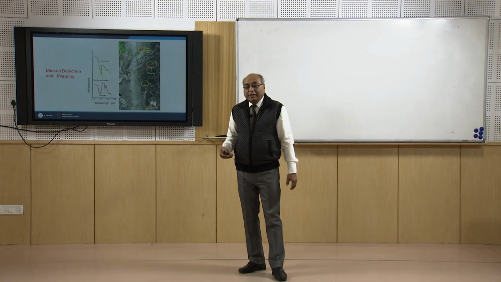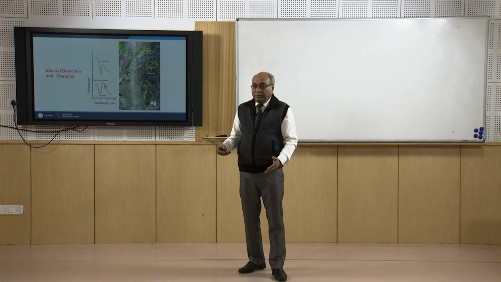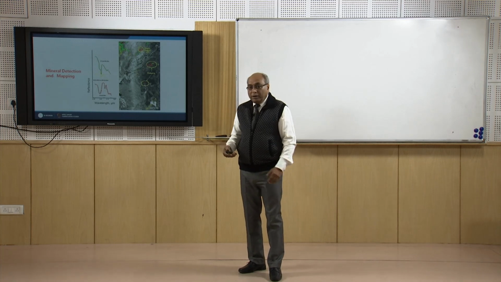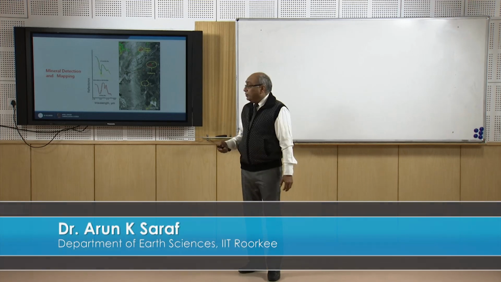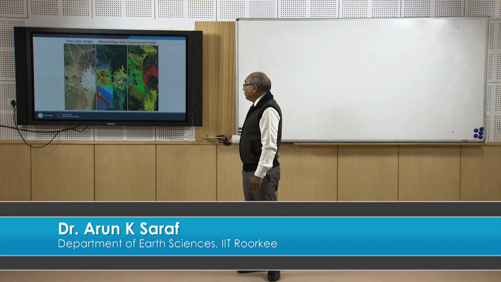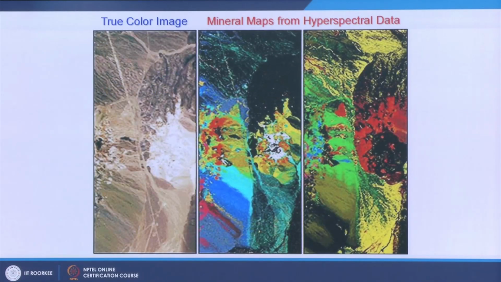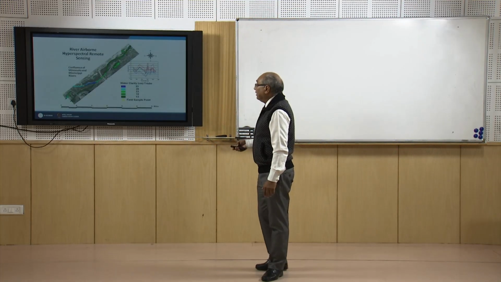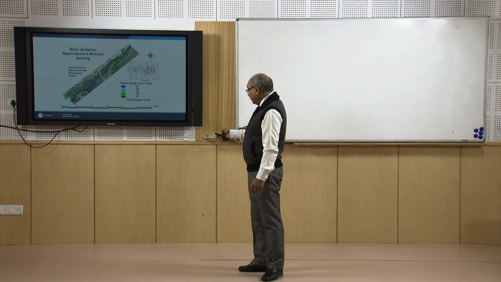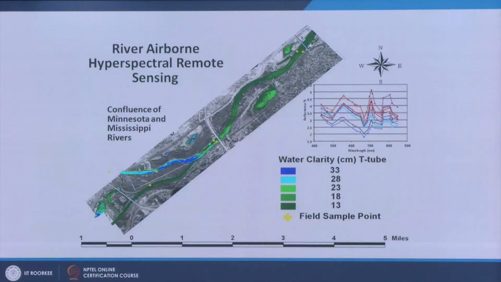So far only one sensor onboard a satellite is there, but very soon hopefully we will have more data handling capabilities, more types of analytical tools would be available, and this will serve a lot of purpose. So this is just an example: in a true color image, this is what you see. This much only discrimination is possible, but in hyperspectral remote sensing this kind of detection is possible. So this brings us to water quality also. It can be done, as I was mentioning, in river water or lake water.